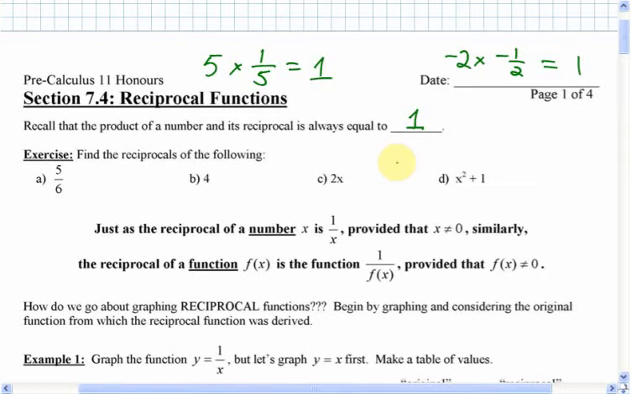So let's do the same thing right now as an exercise. Quickly, 5 over 6. The reciprocal is? 6 over 5. Yes. How about 4?